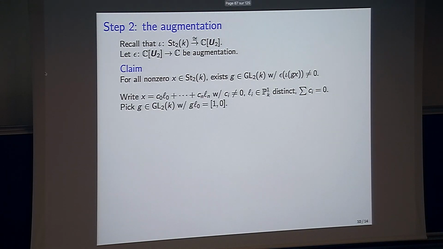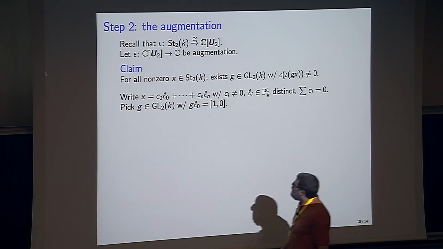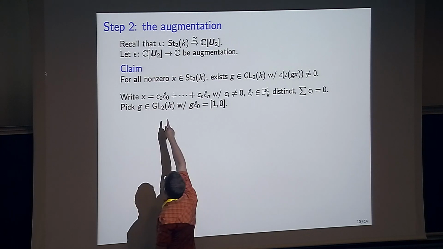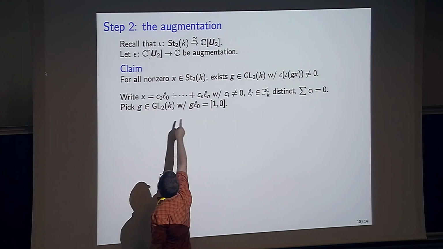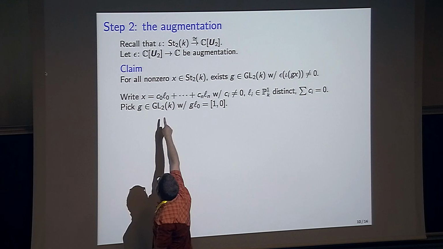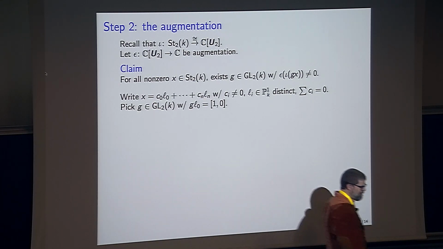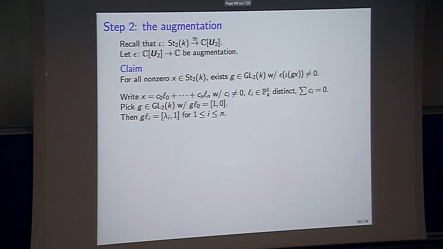So how does this work? Well, what I'm going to do is pick g inside GL2(K) to move this L0, that first line in this list, to the line with slope infinity, line (1, 0). That's my distinguished line. And then g L_i is equal to lambda_i times (1, 1) for some lambda_i, doesn't matter what.